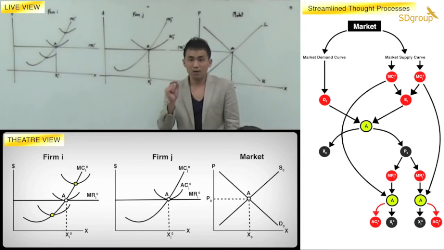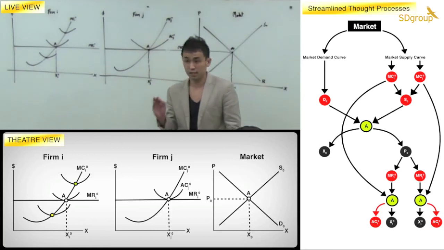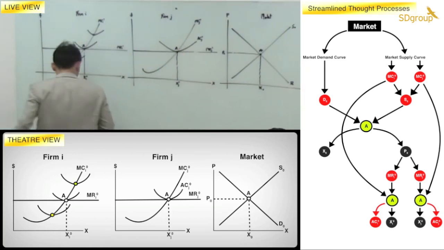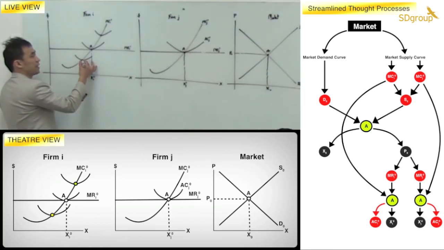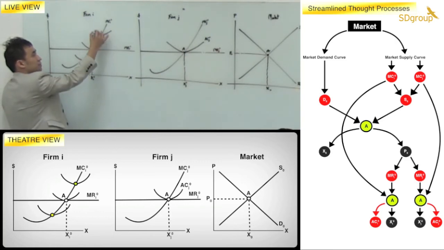When you draw AC, always step back, think twice first before you plot your AC. You get it? AC is a very, very special curve. So over here, if I plot my AC here, it means I'm making a profit. If I plot my AC here, it means I'm making a loss.